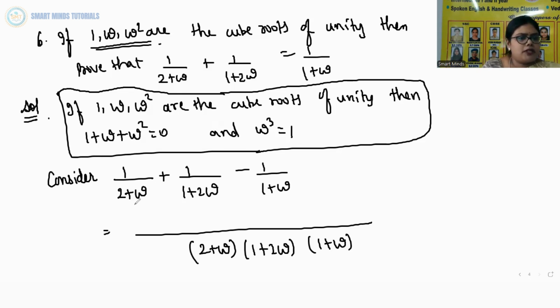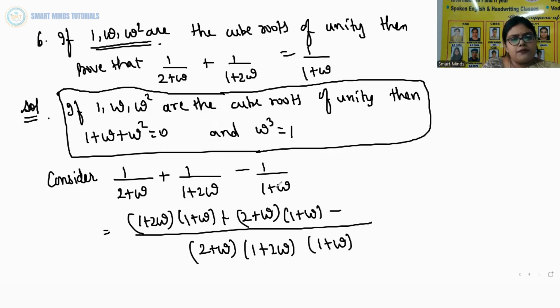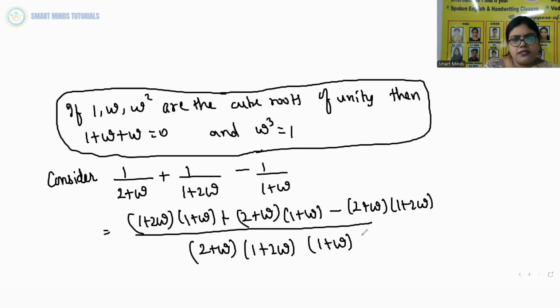In the first term, what is missing from the LCM? 1 plus 2 omega into 1 plus omega. Plus, in the second term, what is missing in the denominator from the LCM? 2 plus omega into 1 plus omega. And in the third term, what is missing? 2 plus omega into 1 plus 2 omega. Is it clear? Now we multiply this numerator.